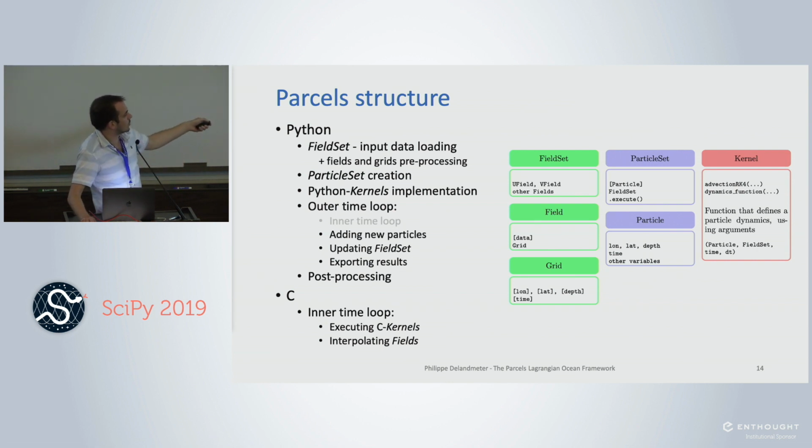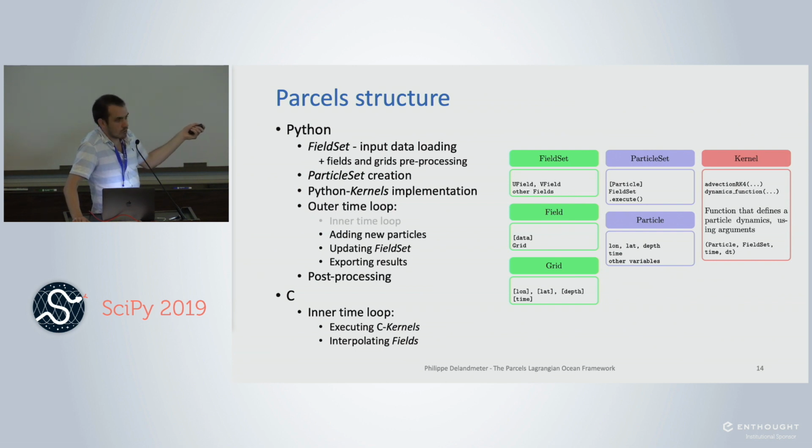The full structure of Parcels is the following. We load a field set in Python, then we can do some post-processing of the data in Xarray. We create our particle set, so having a lot of particles and saying what the important quantities are for every particle. Of course, a particle has quantities such as its position and its time. But you can also have the age of the particle. If your particle is plastic, you could have the type of plastic. If it's plankton, you can see if it's dead or alive. So you can have a lot of state variables for your particles. You create all of that in Python.